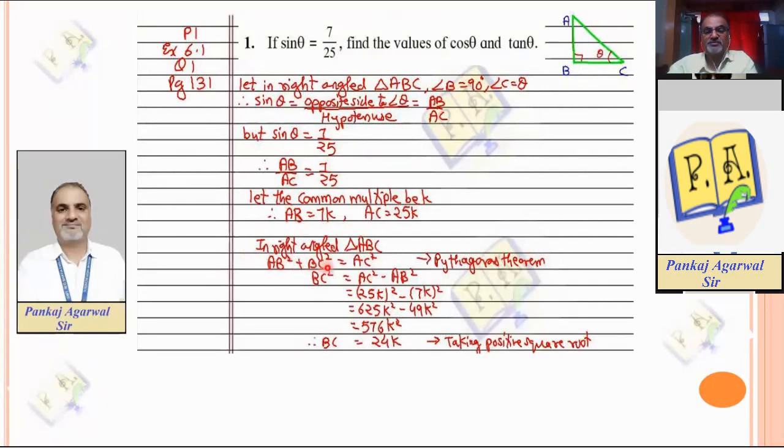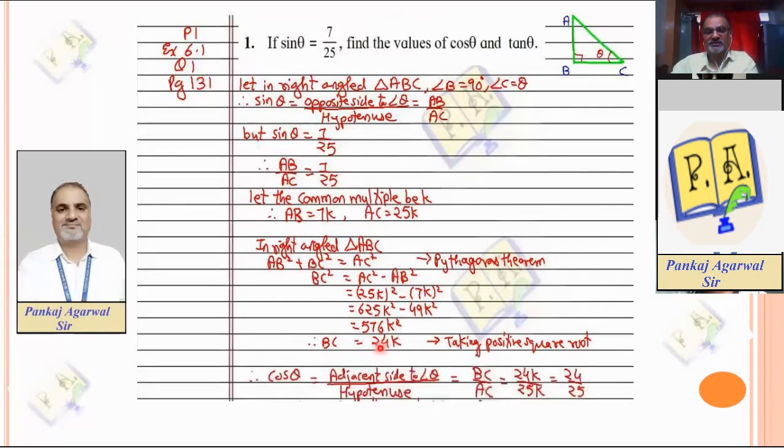AB square plus BC square equal to AC square. Therefore, BC square can be calculated as AC square minus AB square. What is the value of AC? 25K. AB, 7K. Open the bracket. Take the positive square root. How much will be BC? 24K. Now I got BC also. All three sides are known to me.